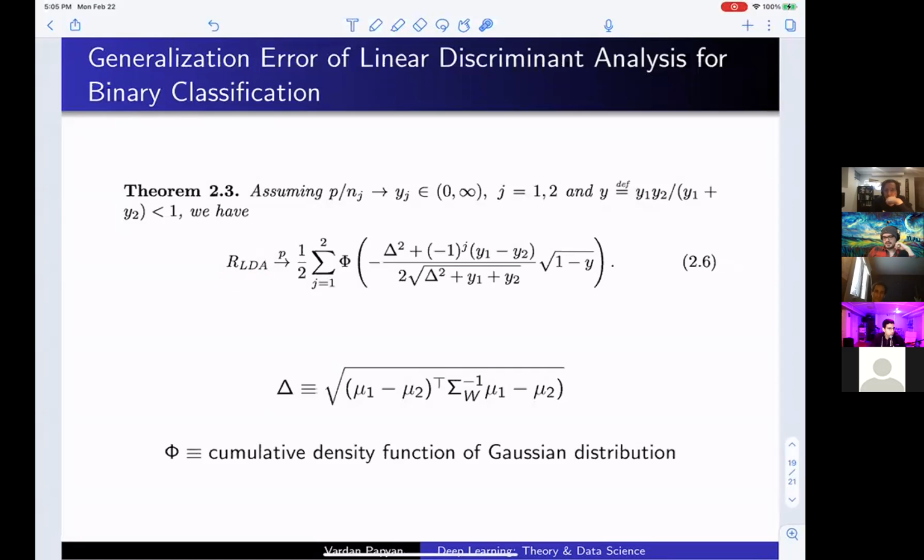Now, what they're proving is that the RLDA, if I remember correctly, that's the misclassification, tends to the following quantity that might look unappealing to you. Now, what is this quantity? So let's look at what it depends on. The first thing you can see here is phi. This is just the cumulative density function of a Gaussian distribution. CDF. Do you remember CDF from probability classes? Do you remember CDFs?